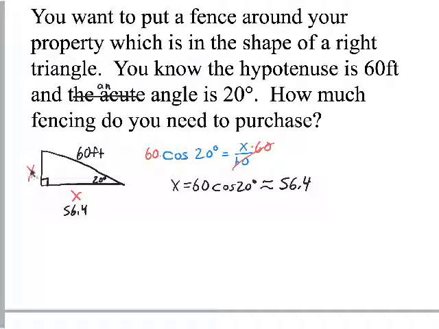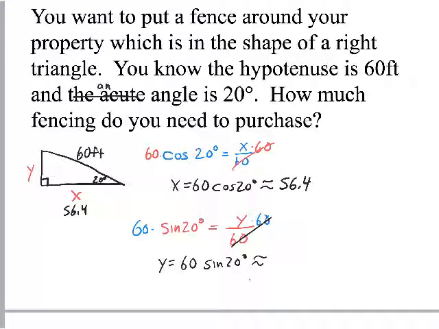But we still need to find this one, which is opposite the 20. So this is going to be opposite over hypotenuse, so we're going to use sine now to find y. Sine of 20 degrees is equal to y, which is the opposite over the hypotenuse. We're going to solve this by multiplying both sides by 60. And we now have y is equal to 60 sine 20 degrees, which is equal to 20.5. These are both feet, I forgot to say.